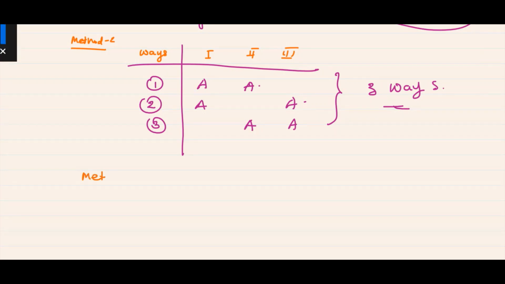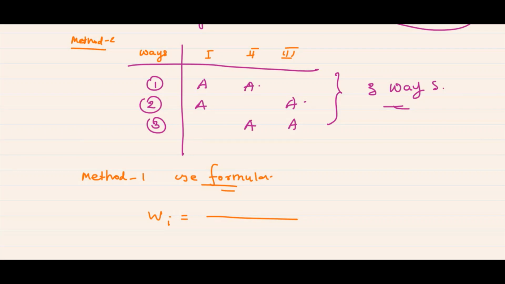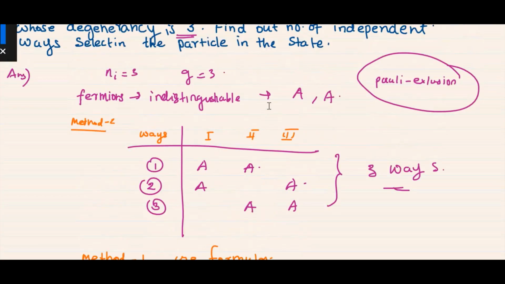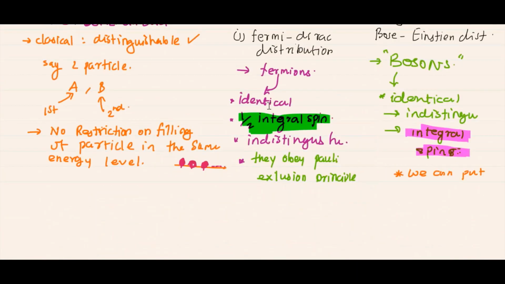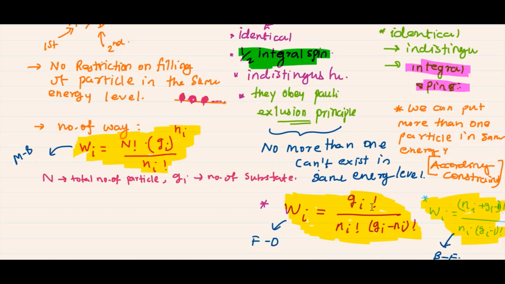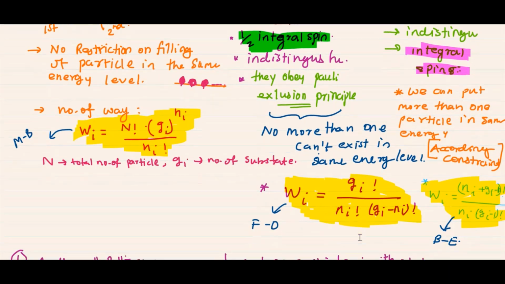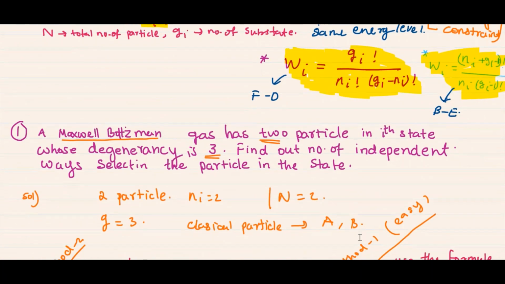Method 1 is just to use the formula. Okay, what is the formula? Wi is equal to, remember the formula which is important, gi factorial divided by ni factorial into gi minus ni factorial. Okay, let's see. Yes, the formula is correct. Gi factorial divided by ni factorial into gi minus ni factorial.